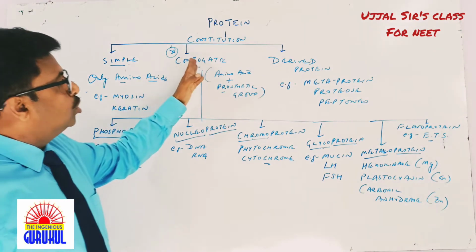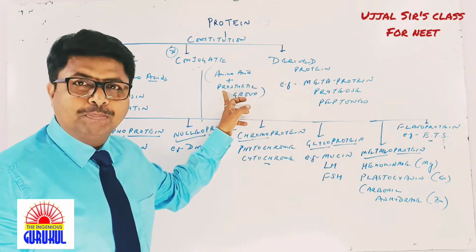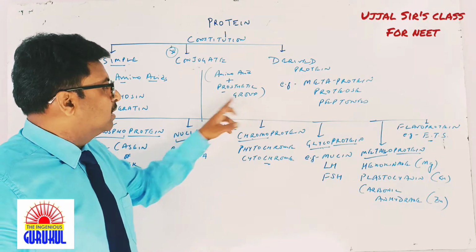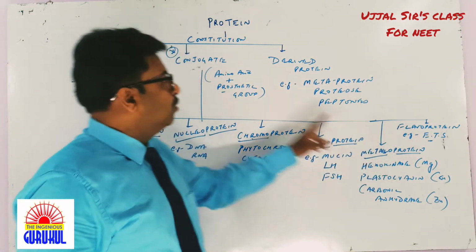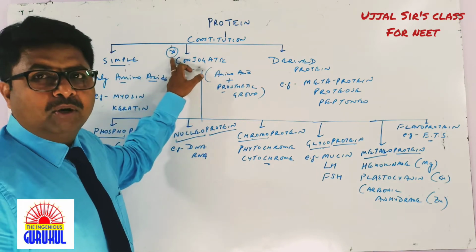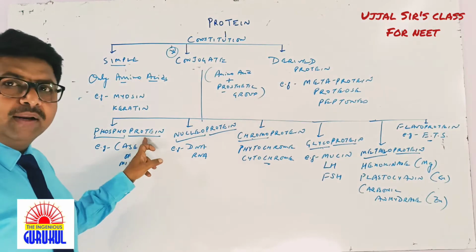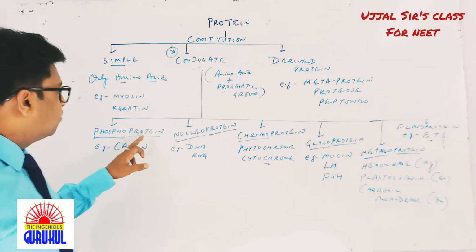But when we talk about conjugate proteins, they are made up of amino acids, along with that they have got a prosthetic group. And on the basis of different types of prosthetic group, we have classified conjugate proteins into 7 different types. And mind you, I made a star mark on this because this is very, very important for your NEET examinations.